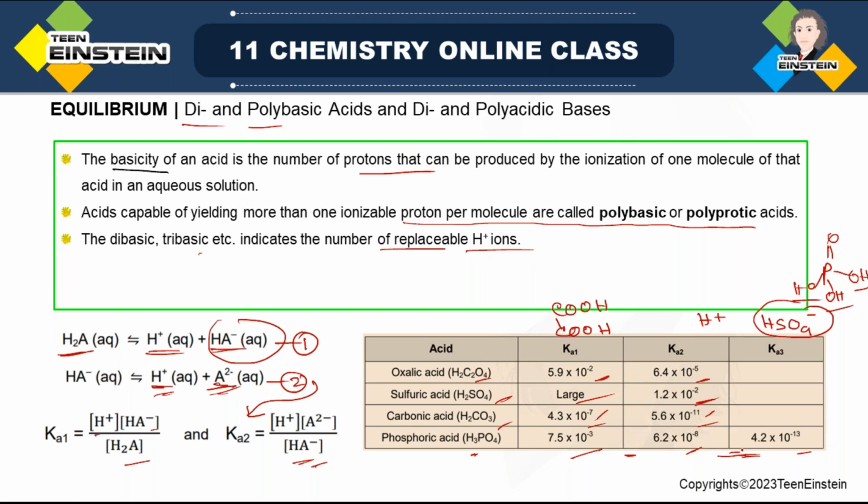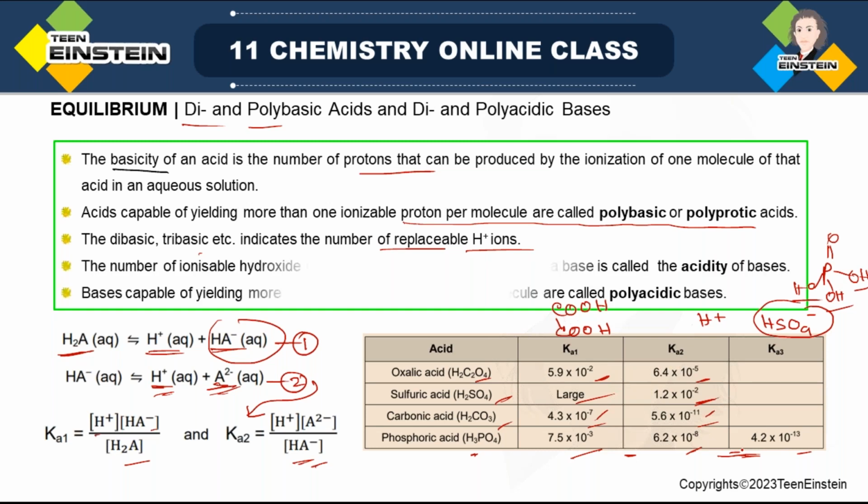It is only possible for triprotic acids. So similarly, we can also have polyacidic bases. That means you have to know what the acidity of bases is. The number of ionizable hydroxide ions present in one molecule of a base is known as the acidity of the base. So where there is more than one OH-, you will call them polyacidic.